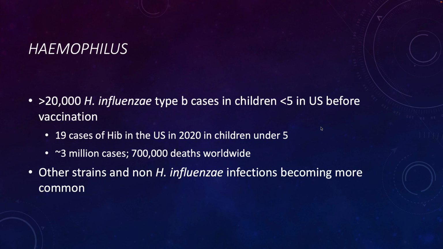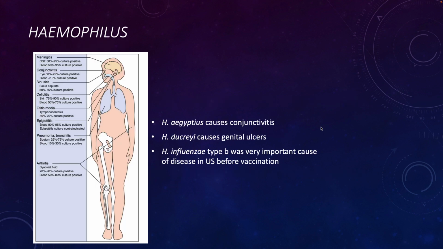Because of the vaccine and because it's so effective at reducing the numbers of Haemophilus influenzae type B cases, we now see that other strains of Haemophilus influenzae, other types, and also non-influenzae type infections are becoming more common. So, some of the other species of Haemophilus. Basically, we got rid of Haemophilus influenzae type B. That allows the other types and other Haemophilus species to kind of take over. It's not like more people are getting infections. It's just that the people that are getting infections are getting different strains or different species.